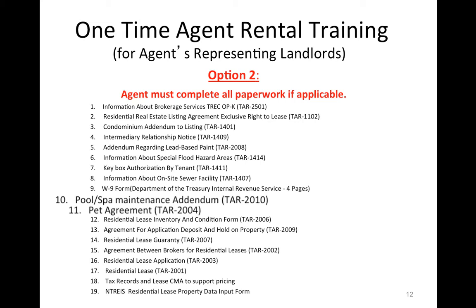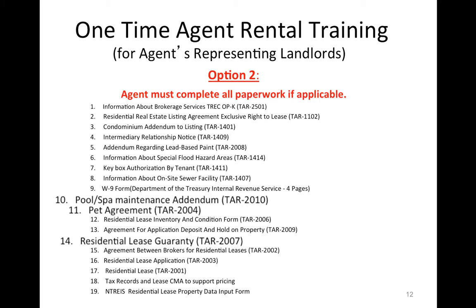The residential lease inventory and condition form, the agreement for application, deposit, and hold on property, and then the residential lease guarantee form. What is that? Well, if someone is co-signing a lease but not living in the property, for instance, maybe a student is moving in, they're going to college and their parents are signing the lease, that requires a residential lease guarantee form on that particular lease.